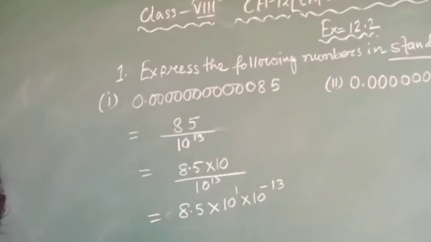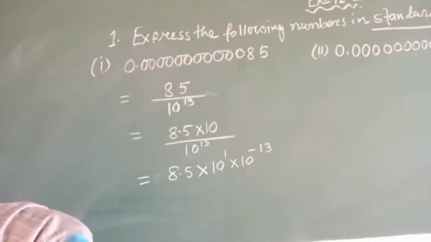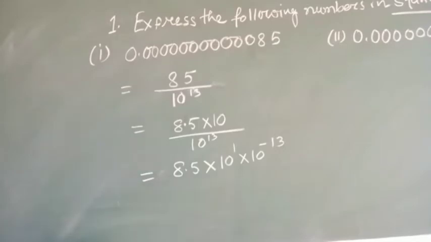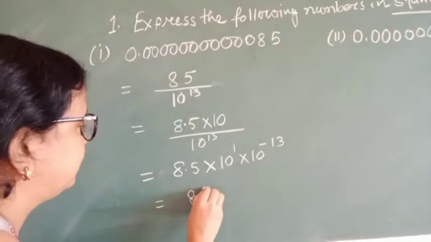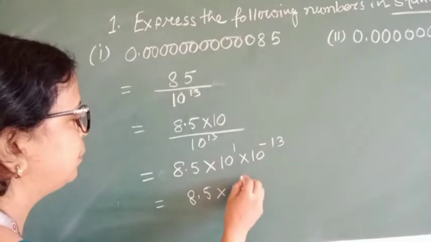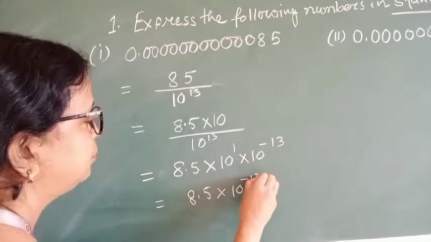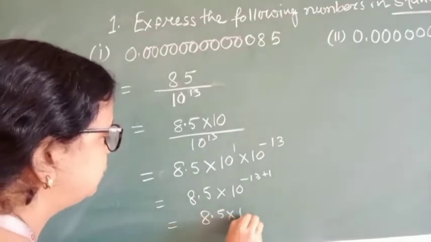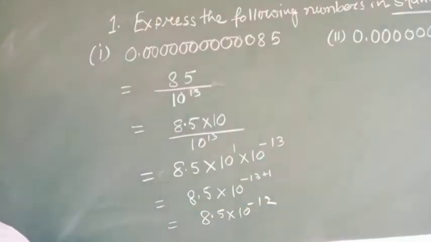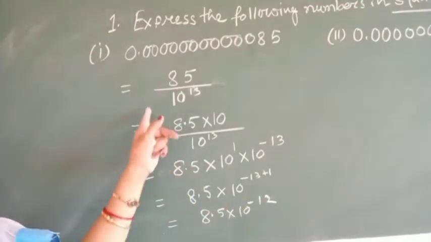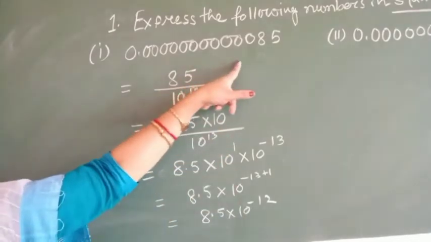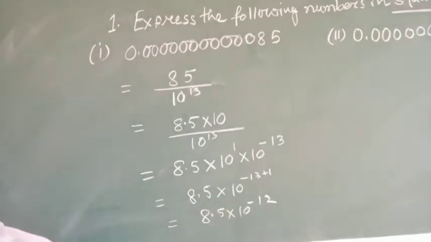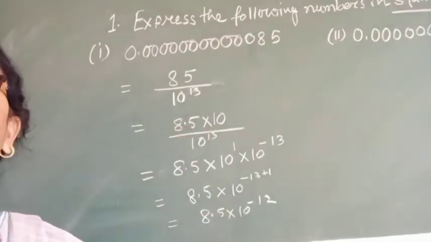Now we can express it in the form of 8.5 into 10 to the power minus 13 plus 1, minus 13 plus 1, that is 8.5 into 10 to the power minus 12. Okay, so in this way we can express it, and this is the actual mathematical way we are showing, but there is a shortcut way also I want to explain here.